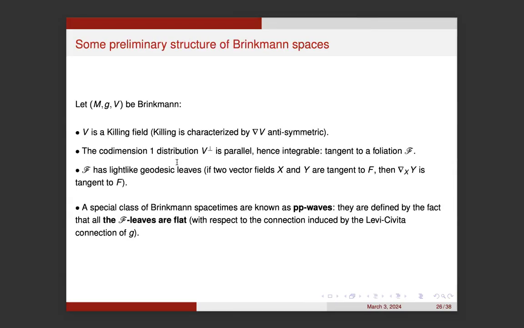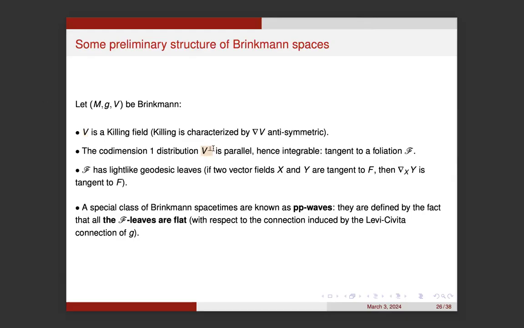So if I have a Brinkmann manifold, with V the parallel null vector field, then V is a Killing field. It generates a 1-parameter group of isometries. By definition, V is parallel. So the orthogonal distribution also is parallel, and since it is parallel, it is integrable. So it defines a foliation. So I have a codimension 1 foliation, which is tangent to the orthogonal to this distribution.